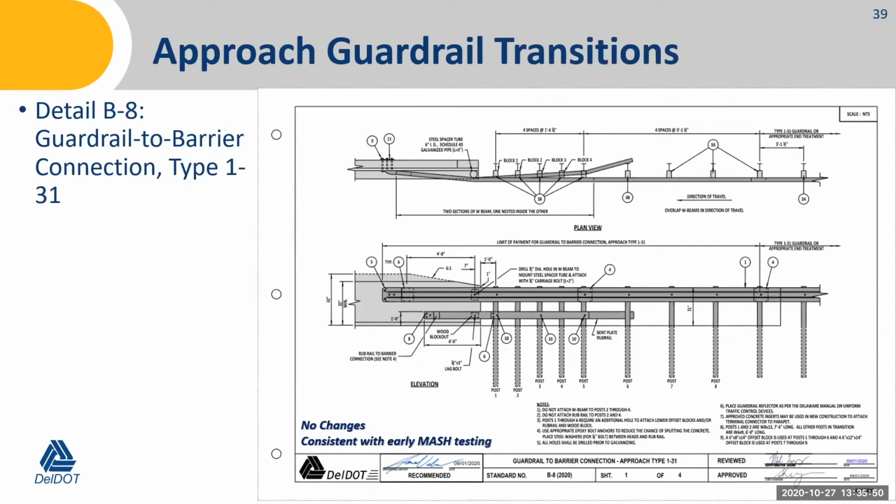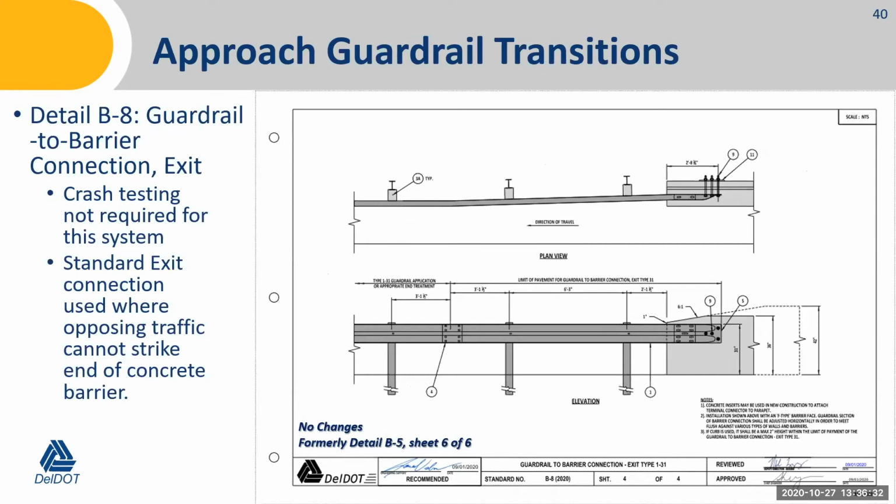Approach guardrail transitions. This detail here was our old B-5. This is the type 131 guardrail to barrier connection. This was retained. It's consistent with early MASH testing, so some of the initial testing that was done when MASH was first developed. This design is consistent with a similar detail that was tested with MASH. But this is pretty much only to be used in retrofit situations. We have now, as Mike alluded to, the type 331, which is the thrie beam transition with the end post. That's the preference for new construction.